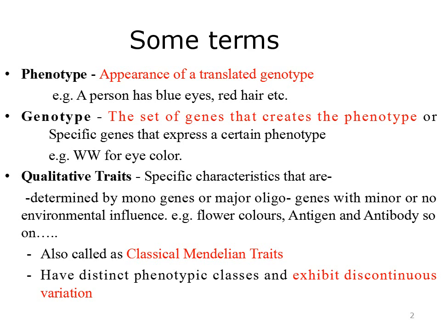Like a person has blue eyes, red eyes, black eyes. This is the phenotypic trait in a human being or in any other animal which carries this type of characters. Then what is genotype?